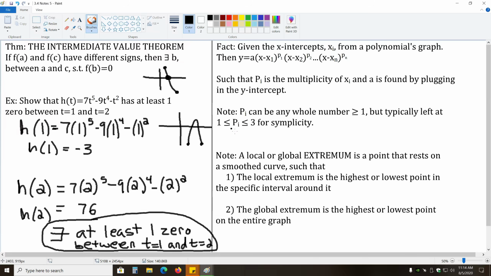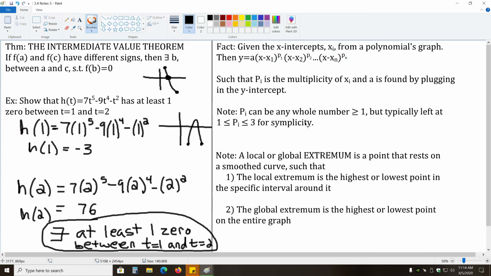And remember, we only deal with multiplicities of 1, 2, and 3, because even though, yes, you could have a multiplicity of 17, in general, you're just going to be dealing with 1, 2, and 3 for simplicity. Once you have all of that, just take your y-intercept and plug it in, and that will allow you to solve for any possible a value that could be out here. There could be a random multiple of 3 to all of your factors, so we need to account for that.